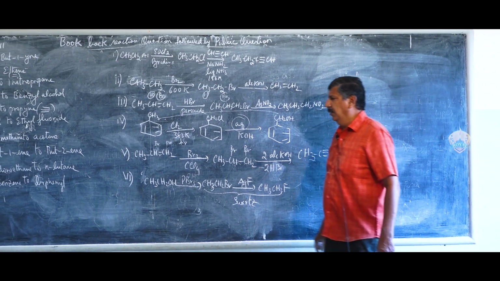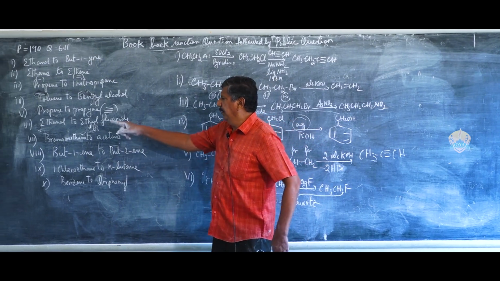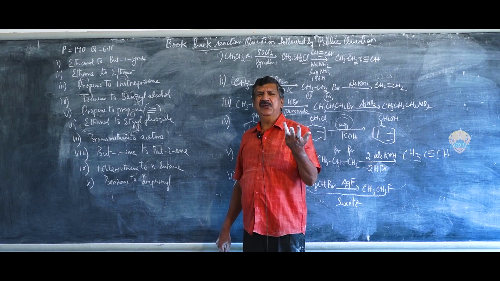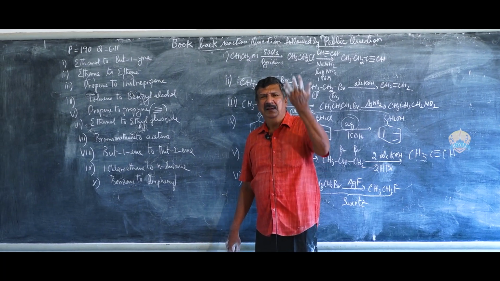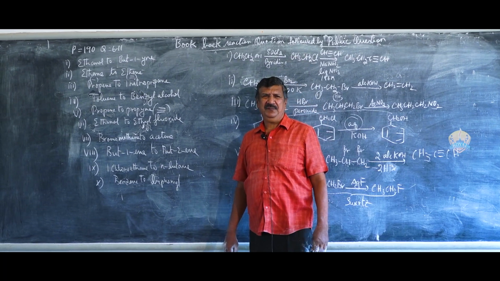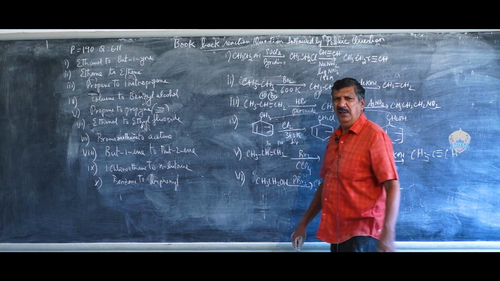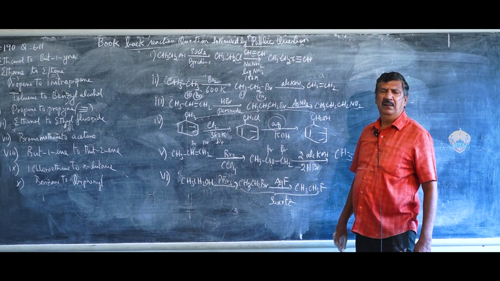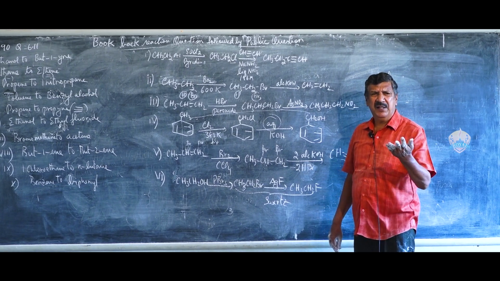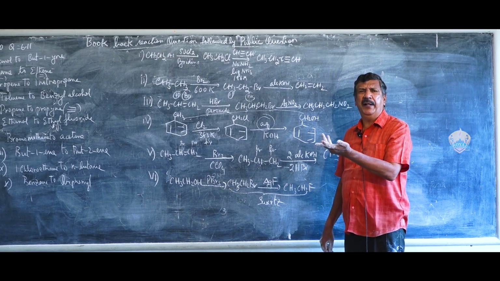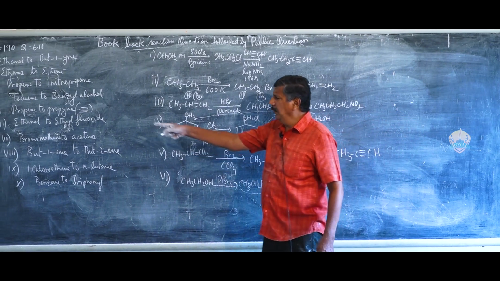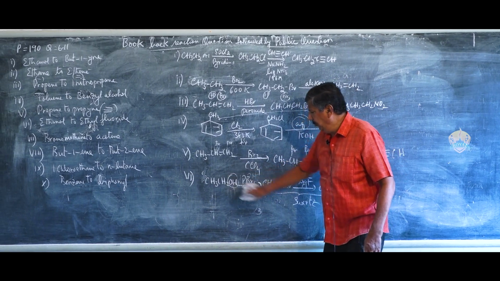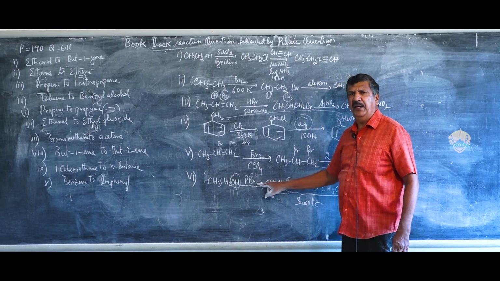Next question. They are asking ethanol to ethyl fluoride. Fluoride means you should go for the Swarts reaction. What does the Swarts reaction do? It converts bromide into fluoride, but here they have given alcohol. So it's very simple: you convert the alcohol into bromide by using PBr3.